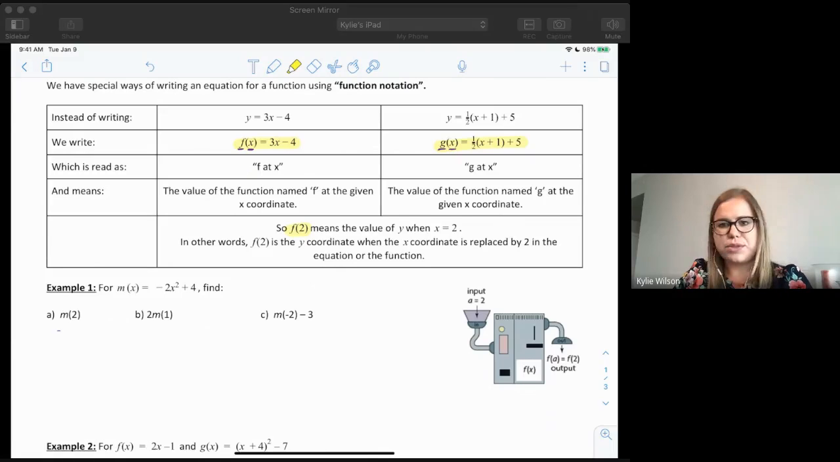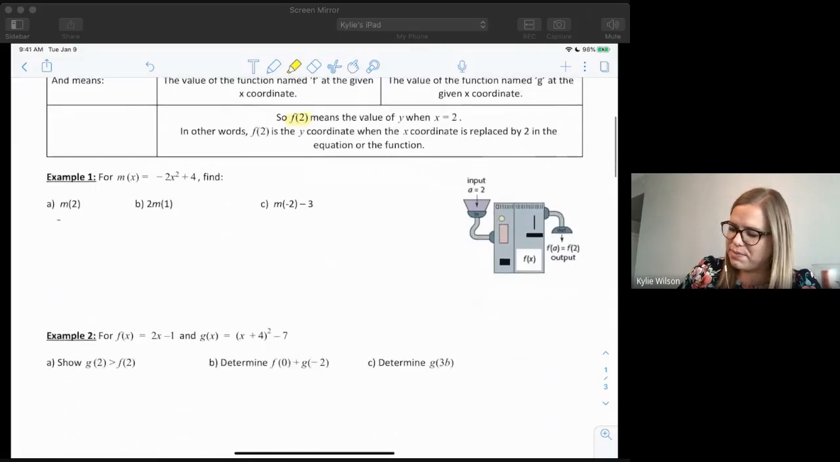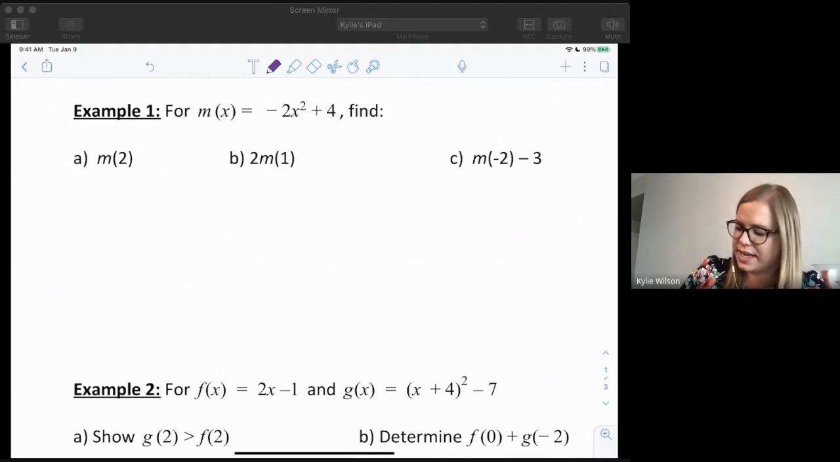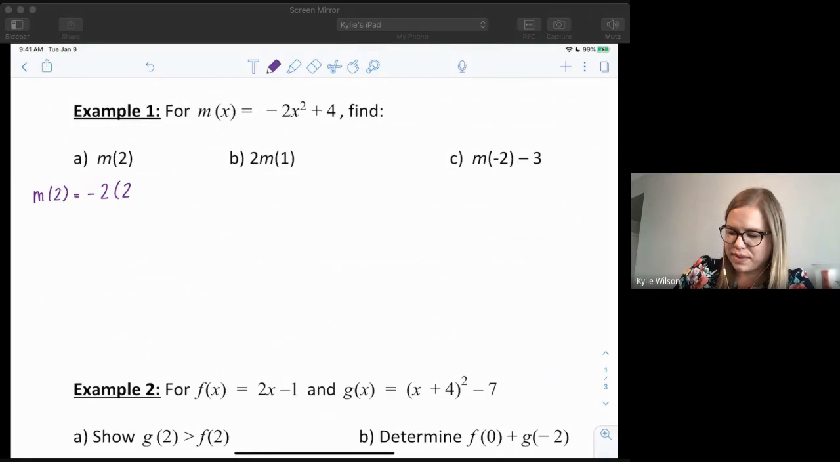So let's go through and do some examples because this is pretty straightforward once we get the hang of it. For example 1, we have m at x is negative 2x squared plus 4. The first thing we're being asked to find is m at 2. So we say m at 2 is equal to, and then we take our whole equation, but instead of writing an x, I'm just going to write 2. Just like we always would if I said sub in 2 for x, you're doing the exact same thing. The only thing that's different is our notation now.